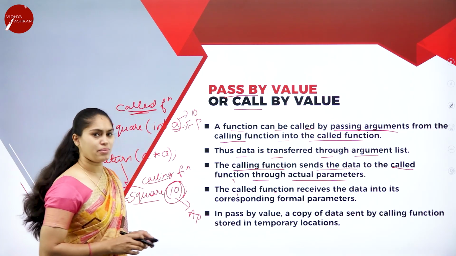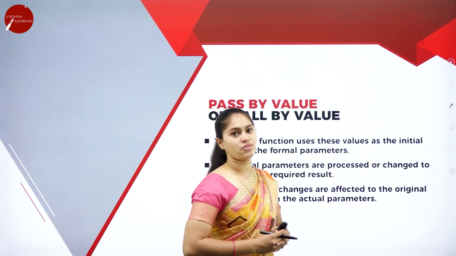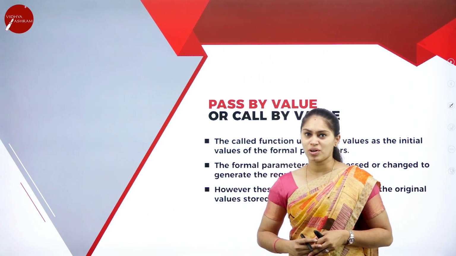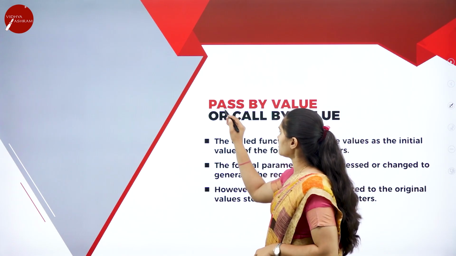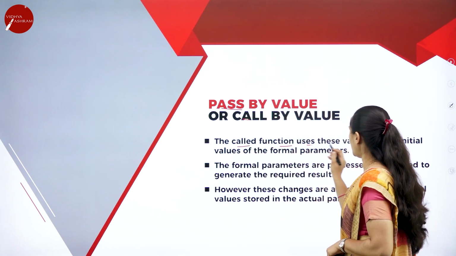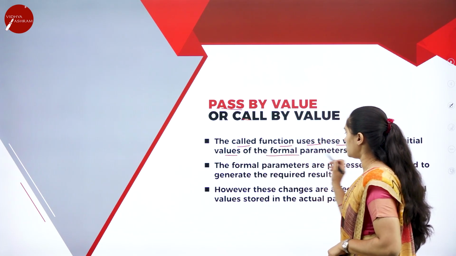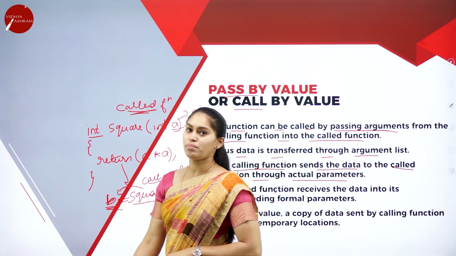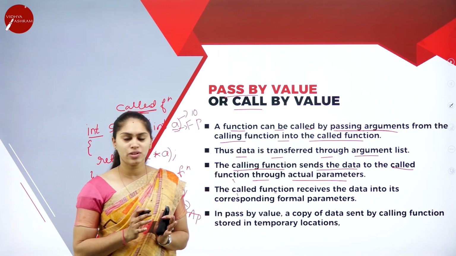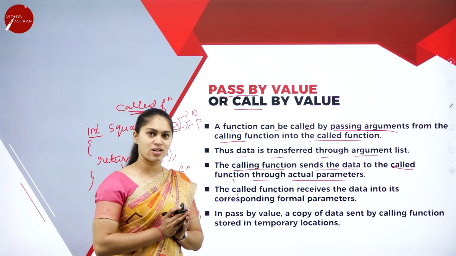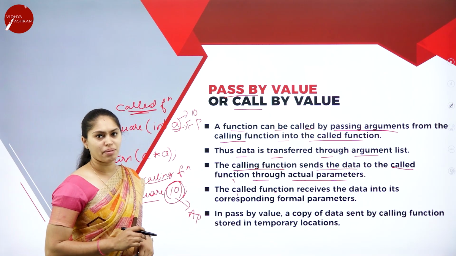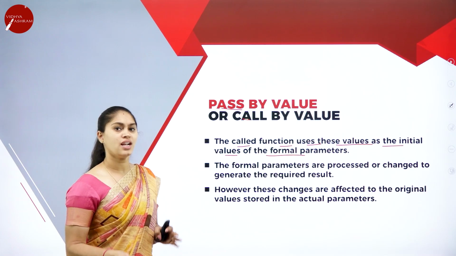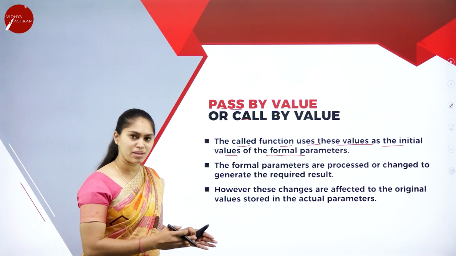Okay, now we'll see the example program, then you can understand how this function is going to work. Pass by value and pass by reference are both important questions for 5 marks. Here you can see that the called function uses these values as the initial values of the formal parameter. If you take an example here, int a, that is the formal parameter, it won't have its own value. I can call this a dummy argument, because it will take the values from the actual parameter itself. So the called function is going to receive the values from the calling function, and that value is going to be assigned to the formal parameter.